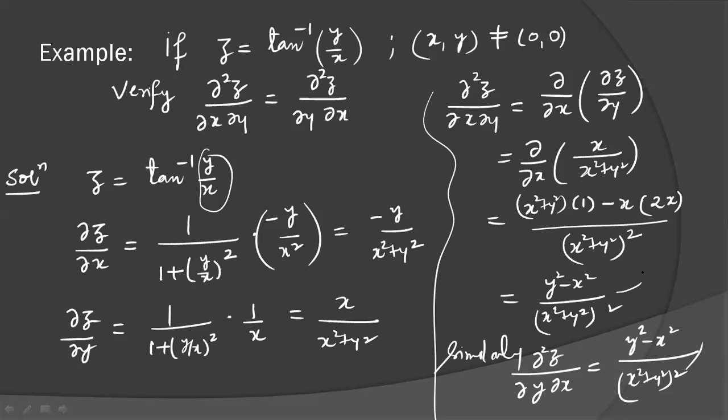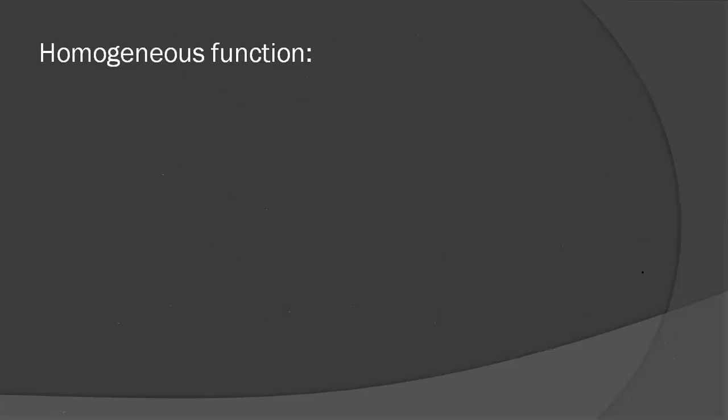For partial derivatives, Euler gave a very beautiful result, and that result is valid for homogeneous functions. For homogeneous functions, it gives some smart calculation. Let's see what is a homogeneous function and what is Euler's theorem for the homogeneous function based on partial derivatives. Homogeneous function.